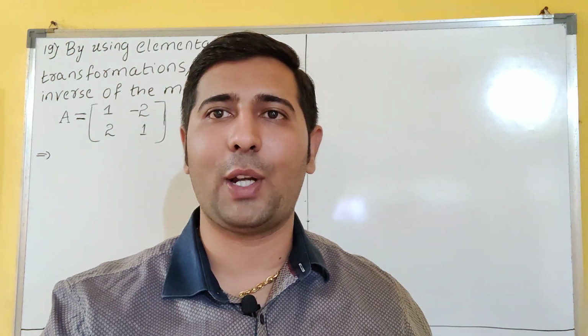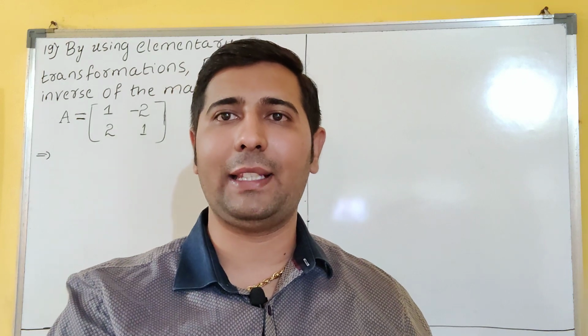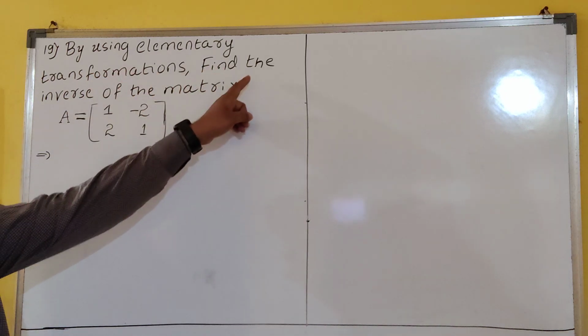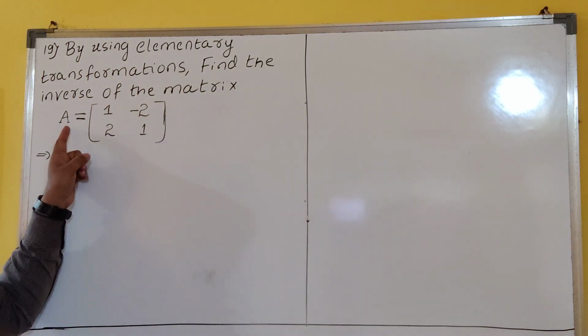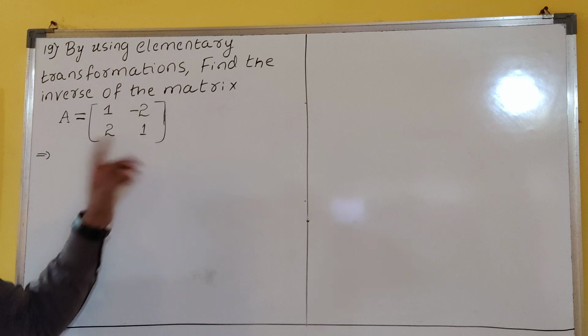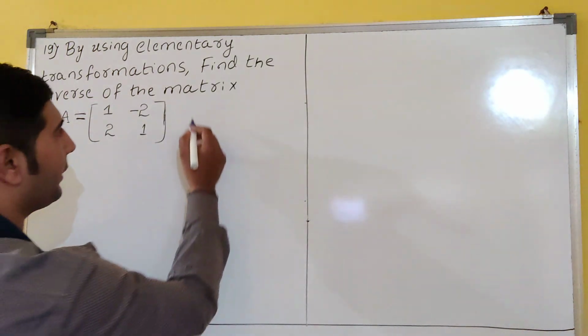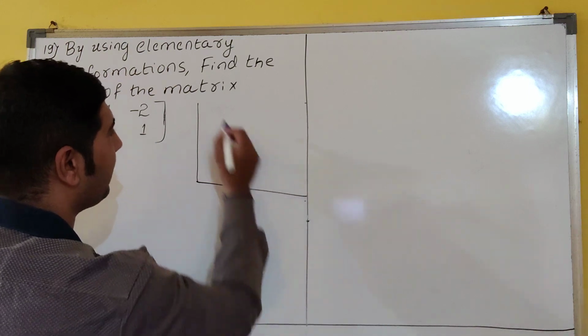In the last class we have solved question number 18. Now let us see question number 19, dear students. By using elementary transformations, find the inverse of the matrix A is equal to 1 minus 2 to 1. For finding this we have a shortcut, dear students. In the previous class we have discussed this shortcut.